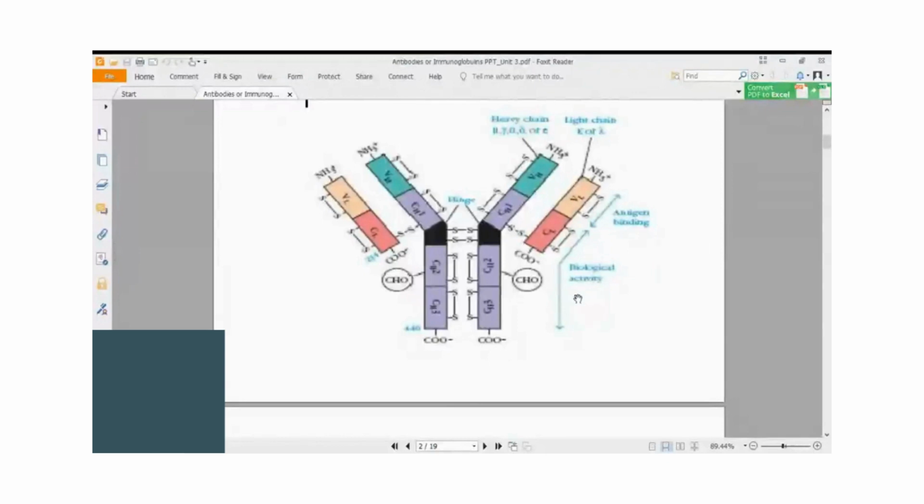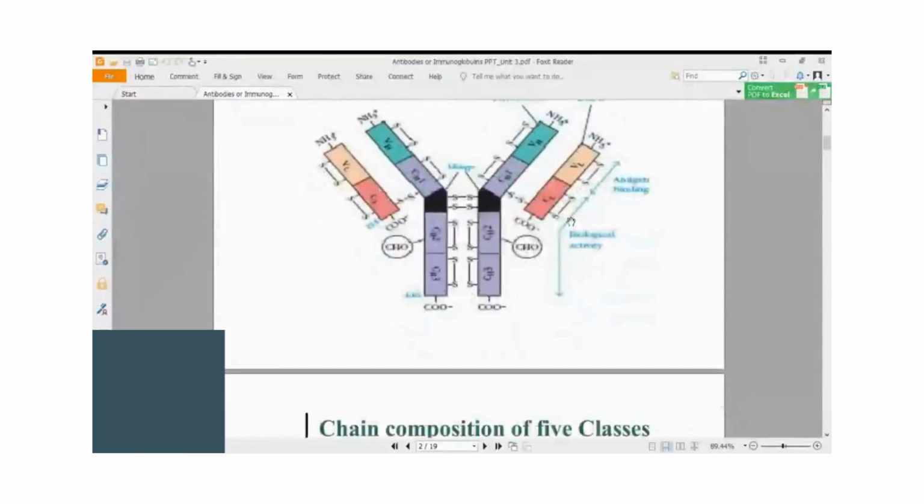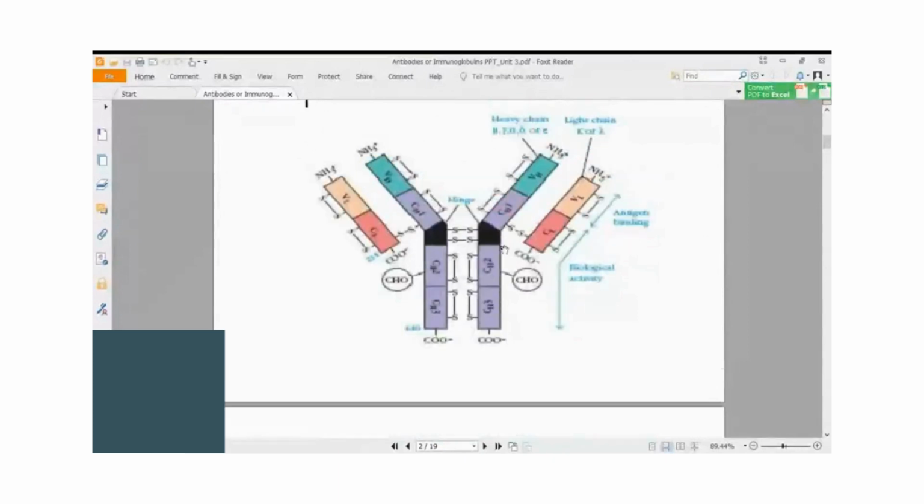Now, let me come to the point. The antibody is made up of two different chains. The chain that has the largest molecular weight, shown here with the gray color and green color, is called the heavy chain. Heavy chain, which is the largest chain. A pair of heavy chains has a molecular weight of 50,000 each. Two together, it will be about 1 lakh.